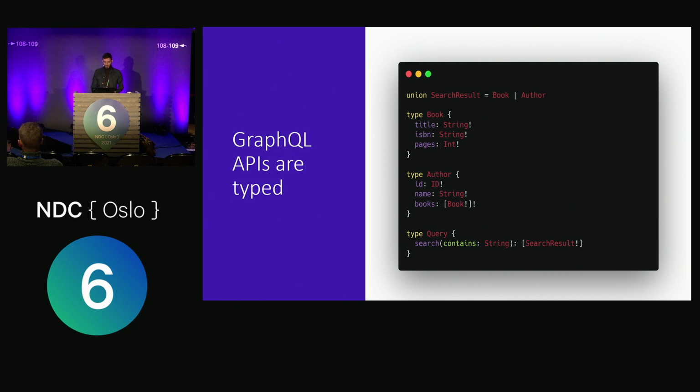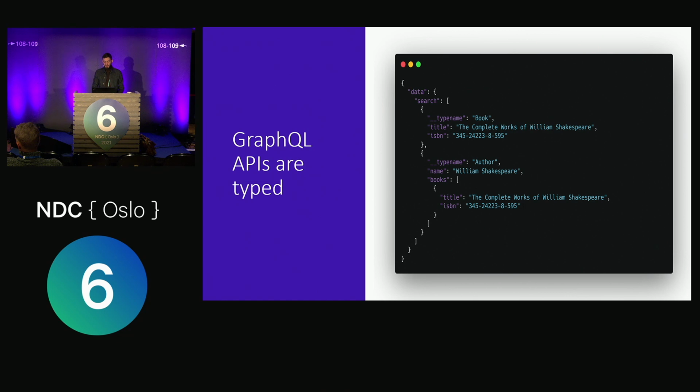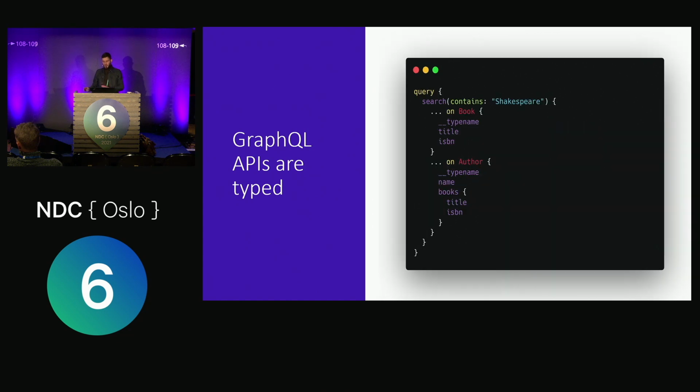And the way to use unions, well, I'm using unions because they're interesting in this case, but they're not very common because many languages don't know how to work with them, except F#. So here you have a search query, and you search for something that contains Shakespeare, and you actually pattern match inside of the query. So in the query you say, if my result is a book, then I want the title and the ISBN. Otherwise, if it's an author, I want the name, but I also want the underlying books from there. And from their books, I just want the title and ISBN. I'm also asking for the type name for other purposes. I'll show you in a bit.